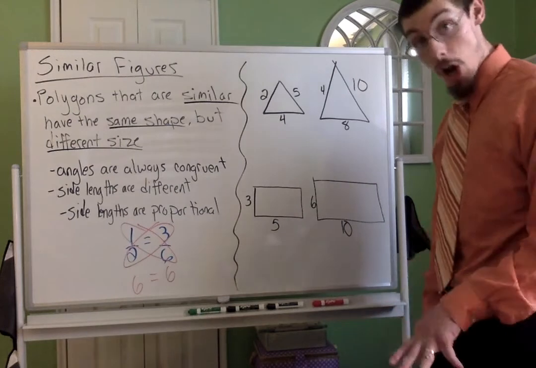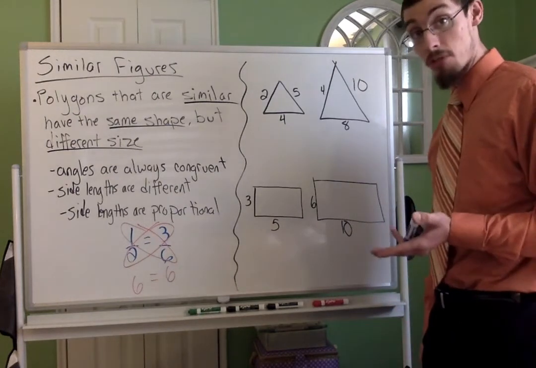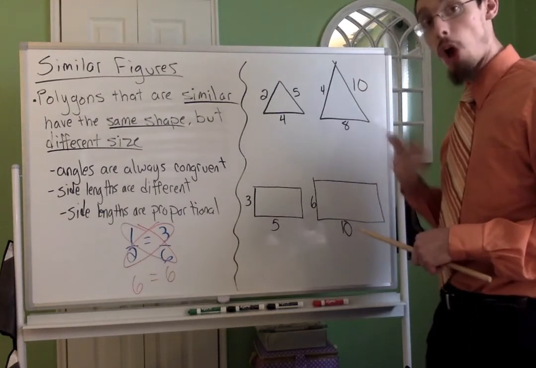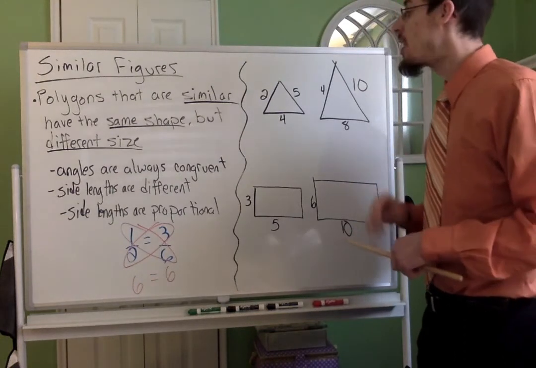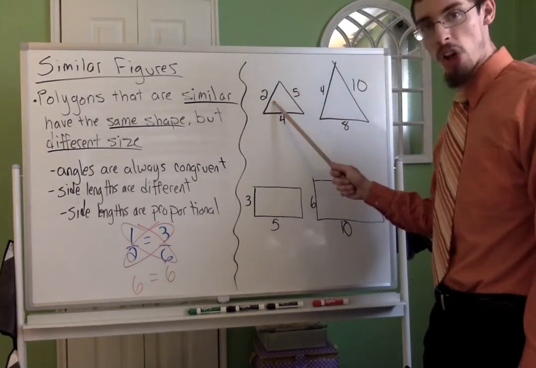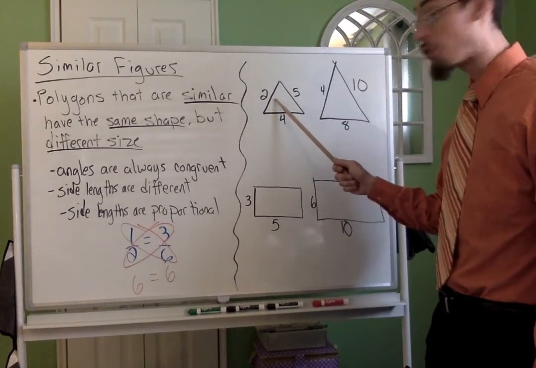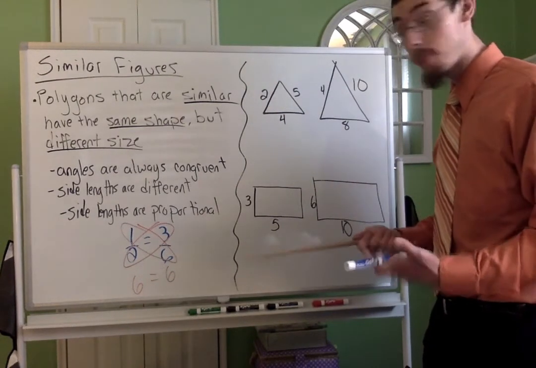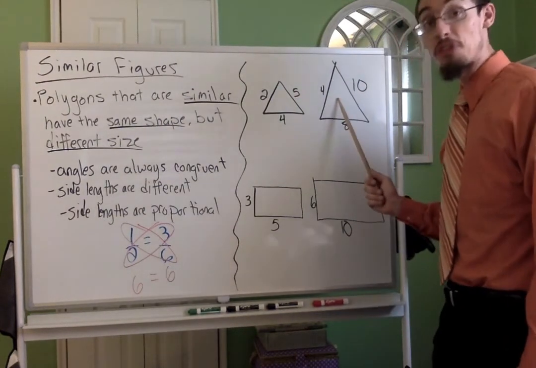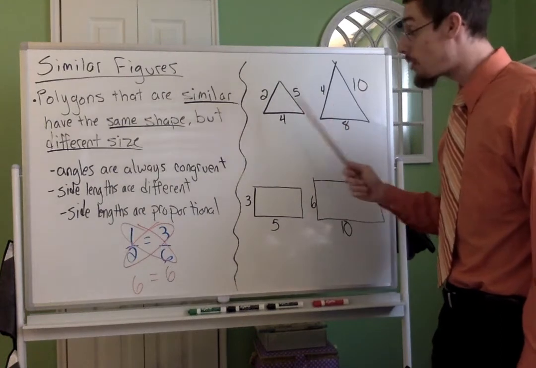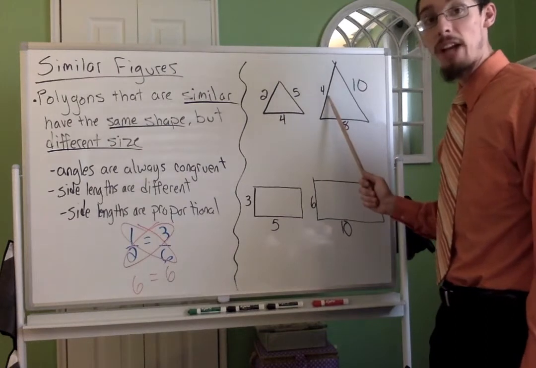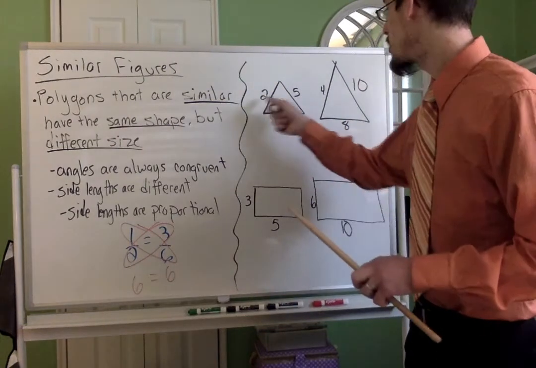Now, in order to show that these are similar, I'm going to show you that the side lengths are proportional. There's a couple different ways you could do this, but here's my method. Do you see the smallest side of this triangle? 2, right? 2 is the smallest one. That means this side should match up with the smallest side of the other triangle. So the smallest side, 2, matches up with the smallest side, 4. So I'm going to make a fraction 2/4.